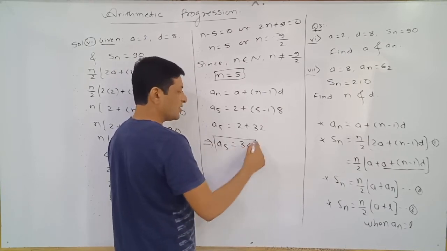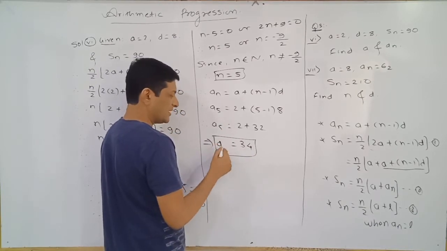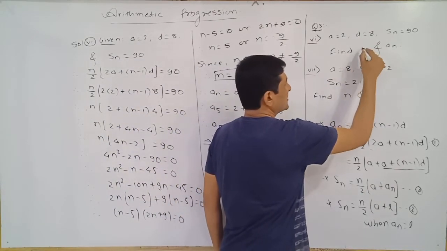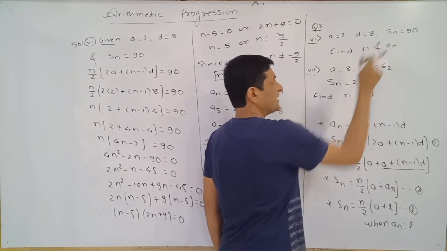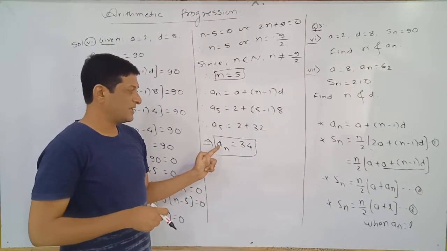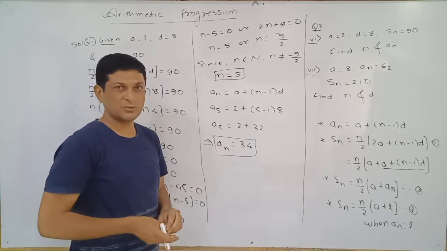In this way we have got the value of a5. 5 means n, so we have got an is equal to 34. Here instead of a, n is there. Which two values do we have to find out? n and an. So here we have got the value of n is equal to 5, and here an means the sum of these n terms, that is the first 5 terms, is equal to 34.